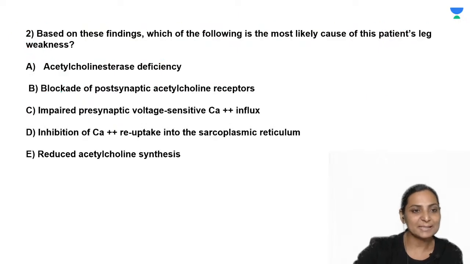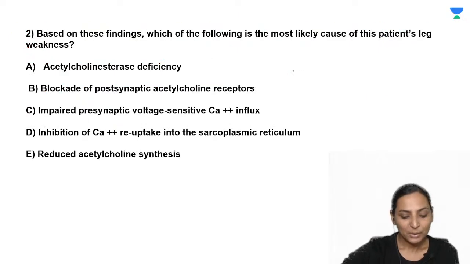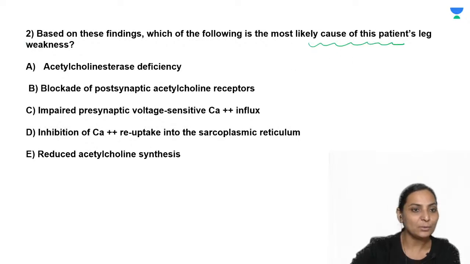Now the question says, based on these findings, what is the most likely cause of the patient's leg weakness? A, acetylcholinesterase deficiency; B, blockade of postsynaptic acetylcholine receptors; C, impaired presynaptic voltage sensitive calcium influx; D, inhibition of calcium reuptake into the sarcoplasmic reticulum; or E, reduced acetylcholine synthesis.